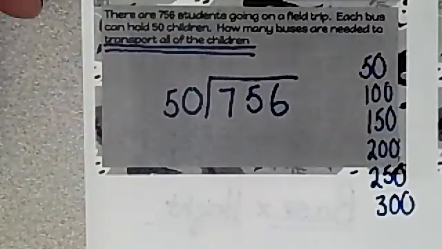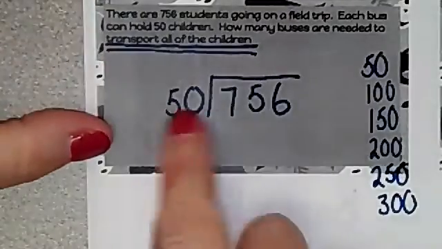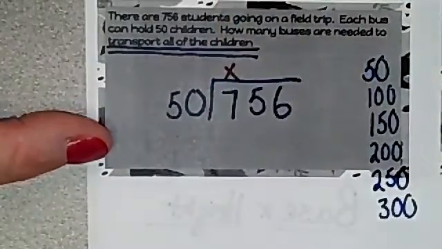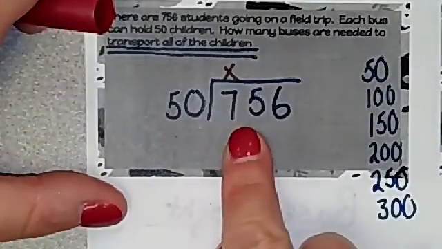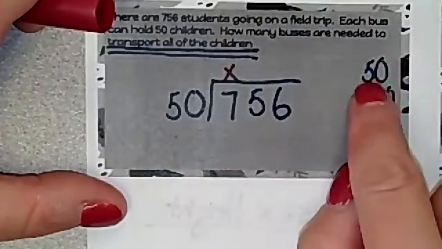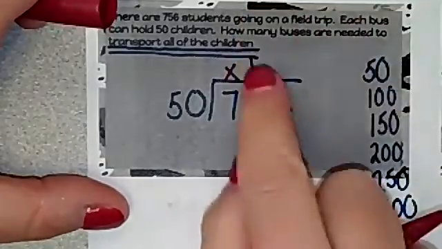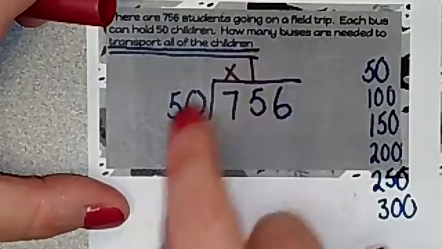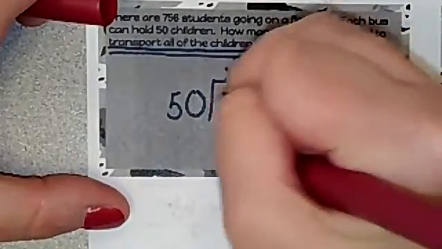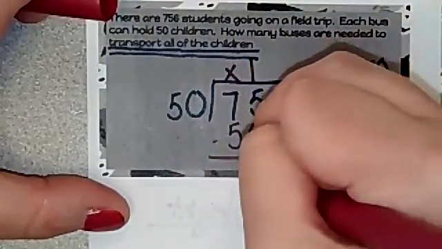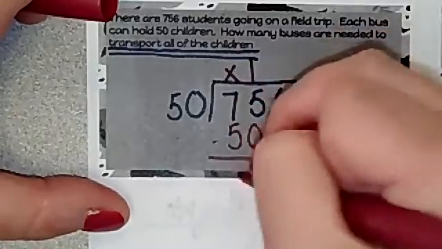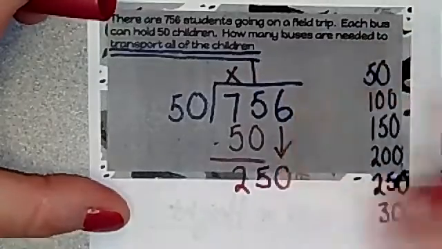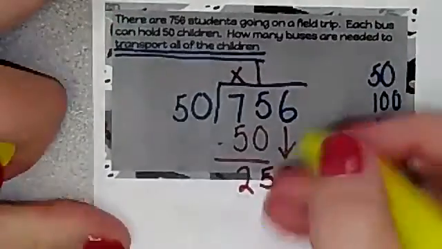All right. Malachi, you're up. How many 50s are in 7? There are none. Can't do it. It's smaller. How many 50s are in 75, Malachi? Just 1. Good. Put your 1 here. 1 times 50. Good. Put 50 here. And when you subtract 5 minus 0, you get 5. And 7 minus 5, you get 2. Now bring down the 6. And the new number that you're dividing into is 250.